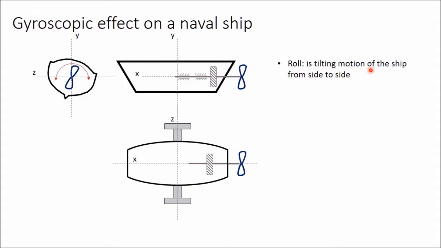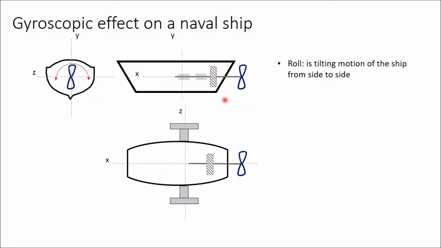Rolling is the tilting motion of the ship from side to side, and this motion is visible in side view. Here in side view you can see the ship tilts in this direction and in this direction. So this tilting motion is taking place about the x-axis, which appears here as a point. It will look like this.